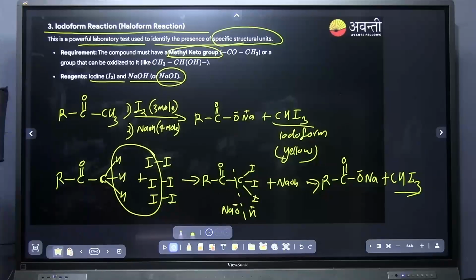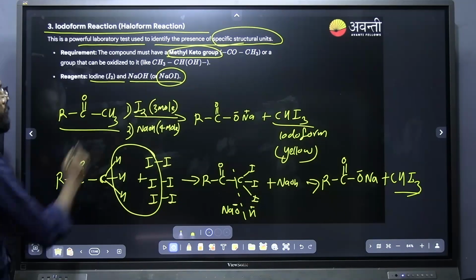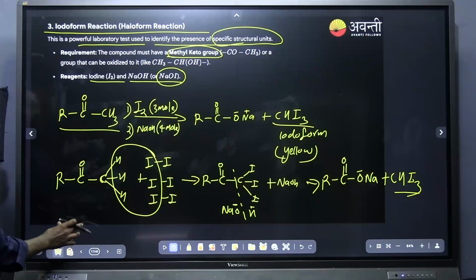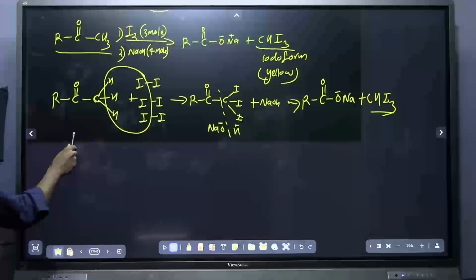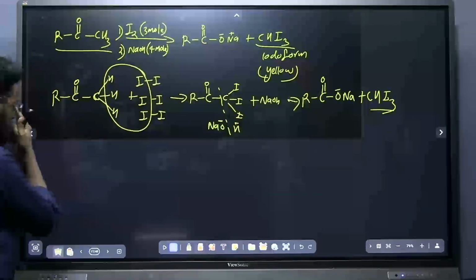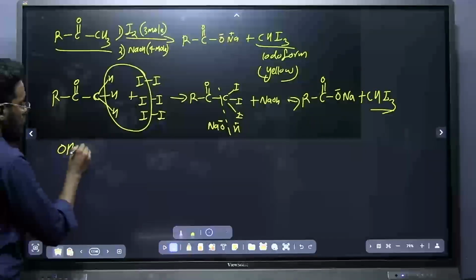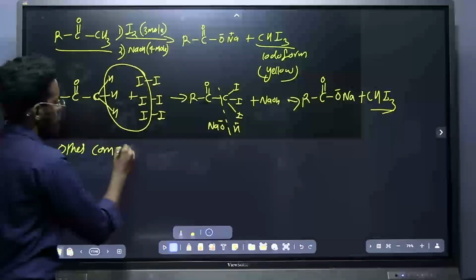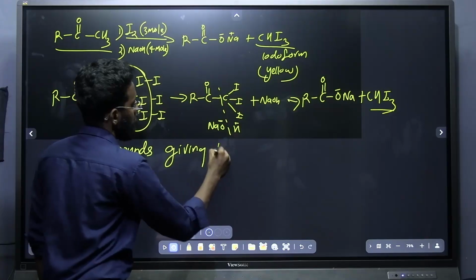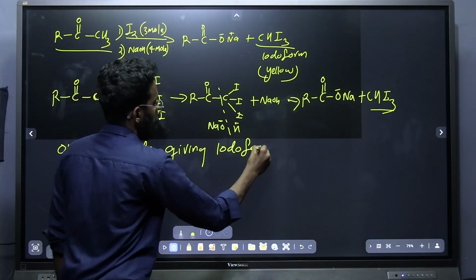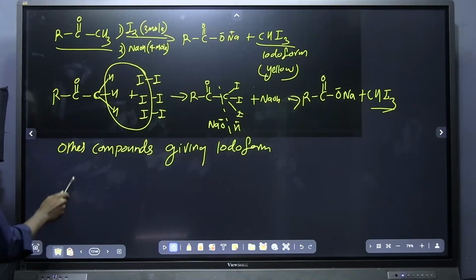Is it done, everyone? Shall I move? All clear? Now, are you sure that only methyl ketone will form this? There are a few other substrates which also give iodoform. That is also an important one. Which other compounds give iodoform?